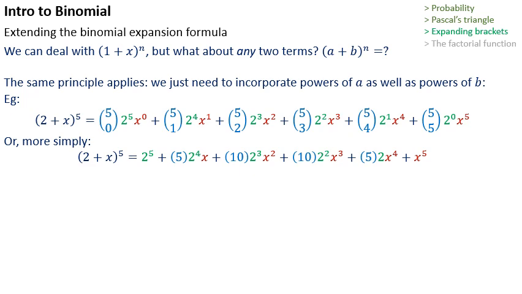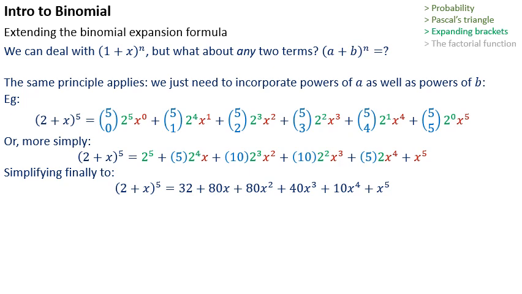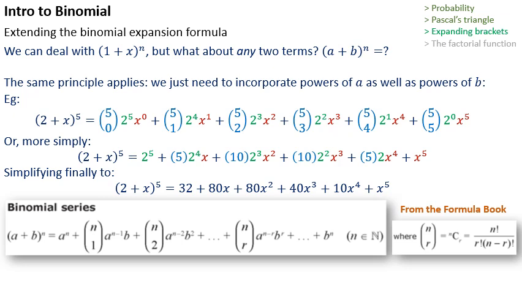I've simplified the way I'm writing the powers of x, and I've simplified the binomial coefficients. The next step is to sort out those powers of 2, and to multiply them by the respective binomial coefficients. 32 add 80x, add 80x squared, add 40x cubed, add 10x to the 4, add x to the 5. It's lost some of that symmetry that we saw in the original binomial coefficients because the 2 and the x don't have the same sort of symmetry as 1 and 1x do. But we now have a way of applying the same underlying methodology to any binomial.